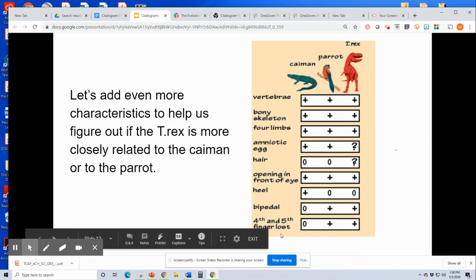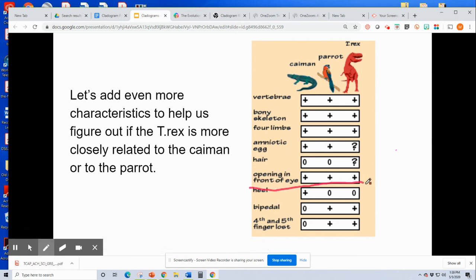And if we look carefully, do they have a fourth and fifth finger? Now notice it says fourth and fifth finger lost, and that's a little confusing the way they do that. But basically, they're saying these have lost their fourth and fifth fingers, so they put this. So I want you to look. Let's just look at our additional shared characteristics here. Just look at this part right here.